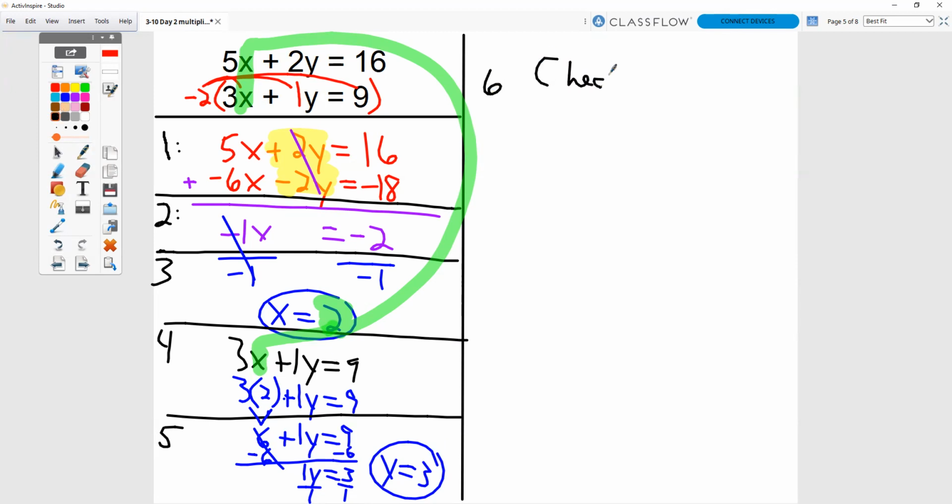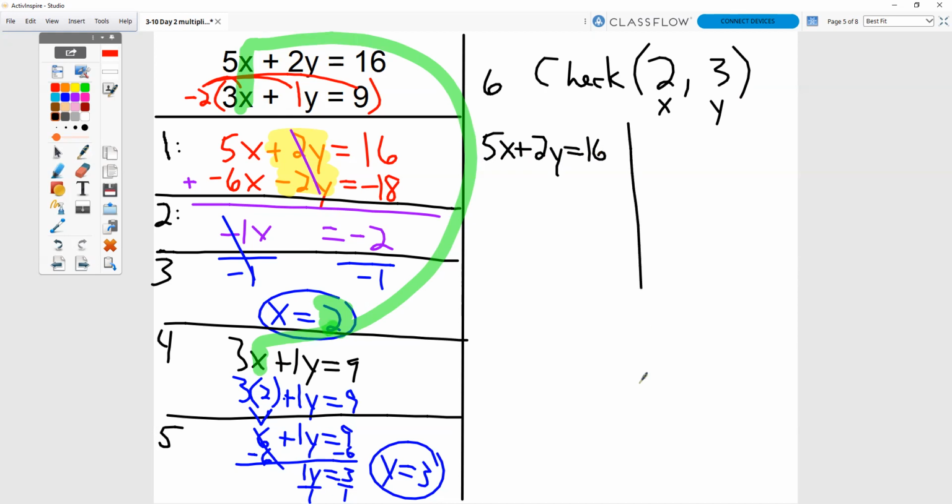Now we're going to do our check. We are going to check the point 2, 3, because x is 2 and y is 3. That's what we found. So I'm going to take and sub those numbers into my equations where they belong. Give me a second to rewrite them.